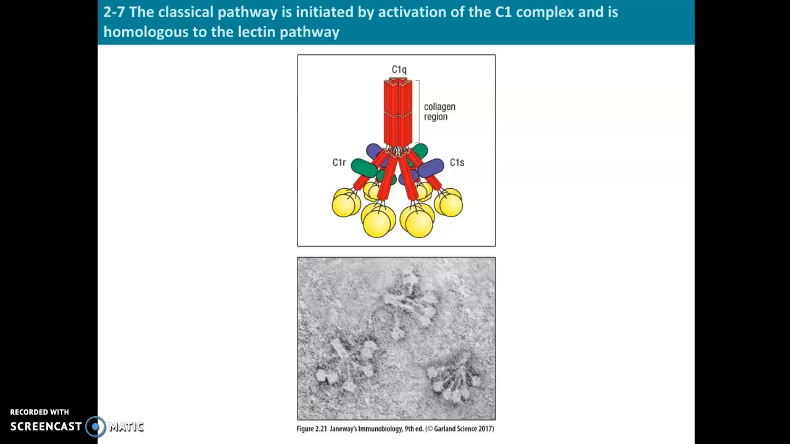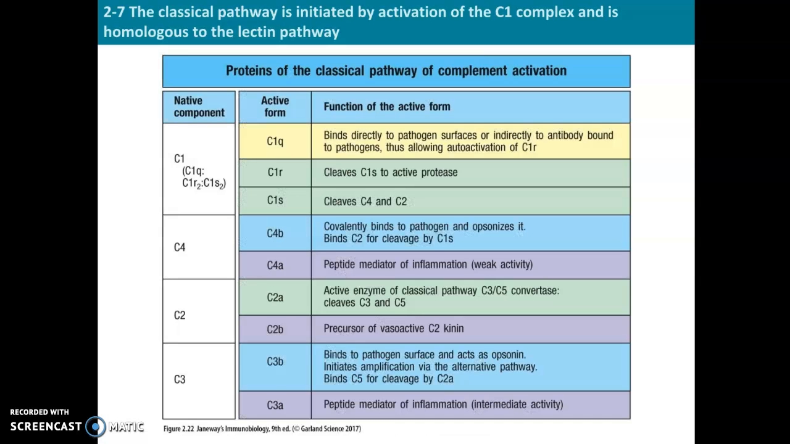You still got that collagen region to bring the pieces of the C1 together, and then associated with the C1q will be C1r and C1s, which are both going to act like MASPs. They're still serine proteases. So the C1r and C1s are then going to cut C4 and C2.